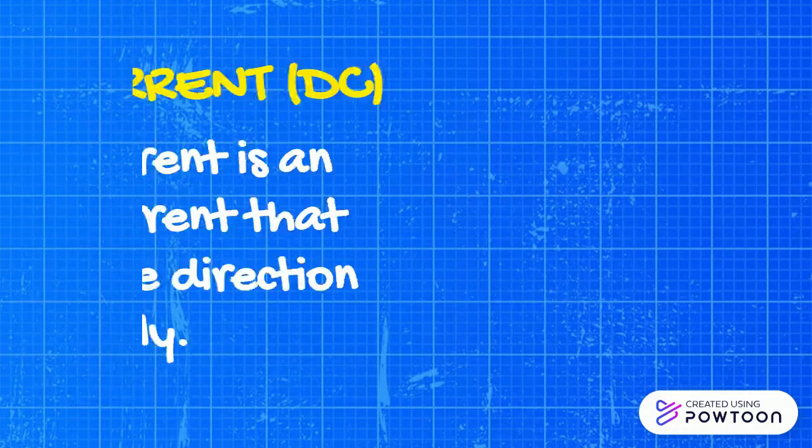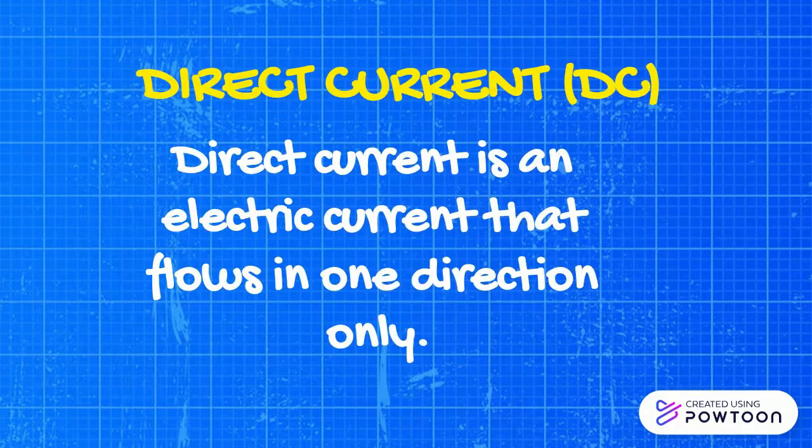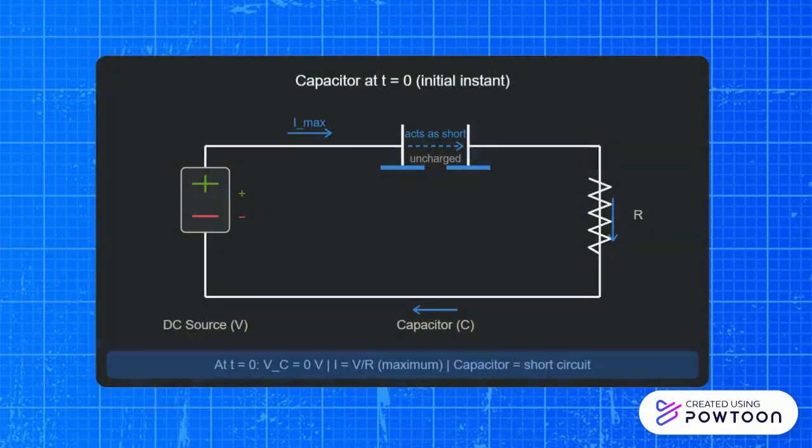Now consider direct current, or DC. Direct current is an electric current that flows in one direction only. Examples of DC sources include batteries and regulated DC power supplies. In DC circuits, the voltage polarity remains constant over time. When a capacitor is connected to a DC source, its behavior changes over time.